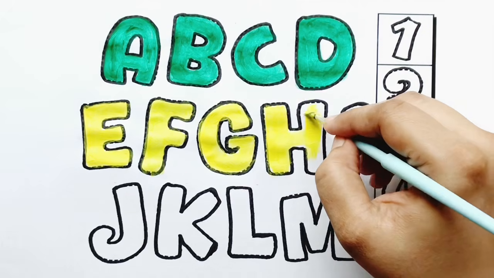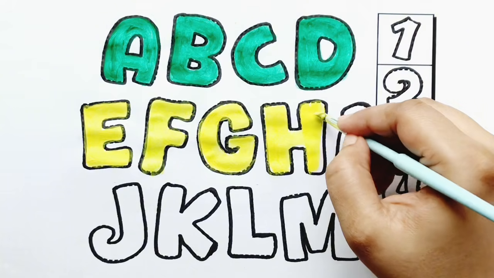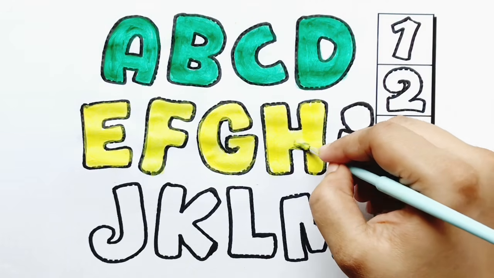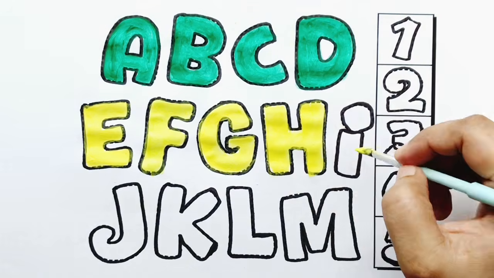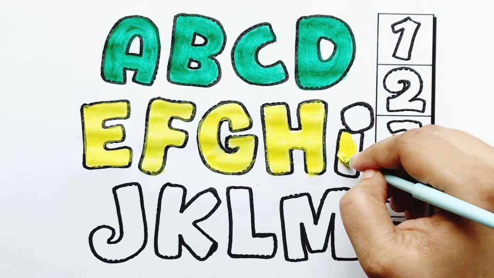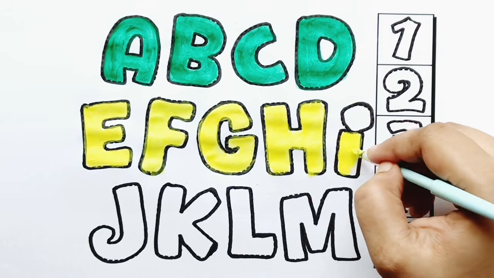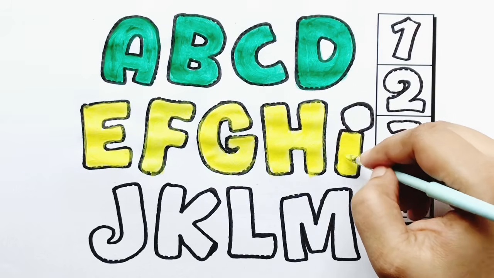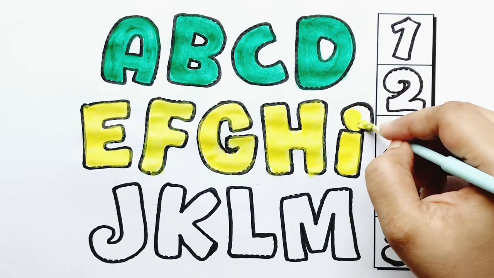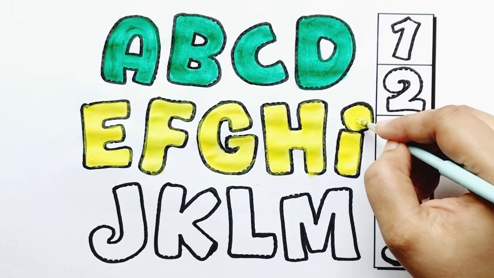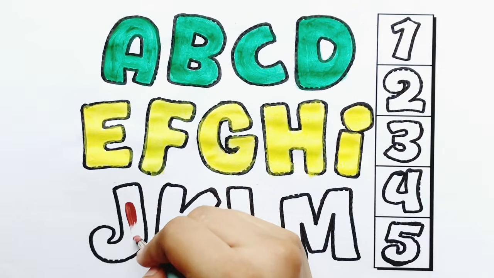A, B, C, D, E, F, G, H, I, J, K, L, M, N, O, P, Q, R. I for insect. U, V, W, X, Y, and Z. Now I know my ABCs. Next time won't you sing?